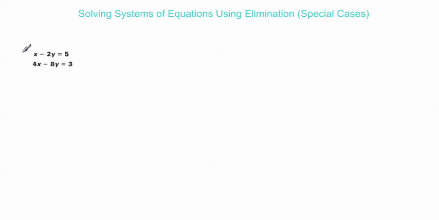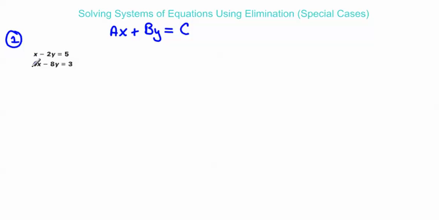Okay, so for my first example, I have x minus 2y is equal to 5, and the other equation is 4x minus 8y is equal to 3. Remember to make sure that your equations are lined up so they look like this: Ax plus By is equal to C. My x's are lined up, my y's are lined up, and my constants are lined up.